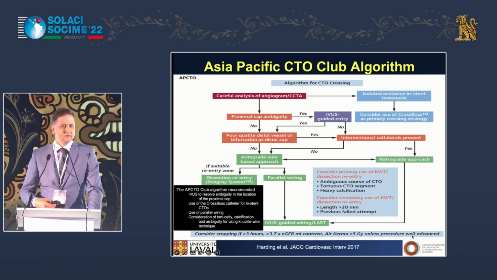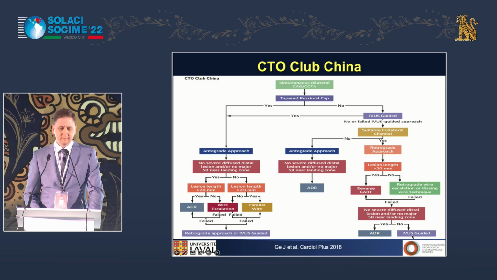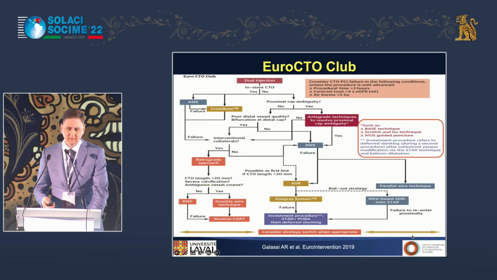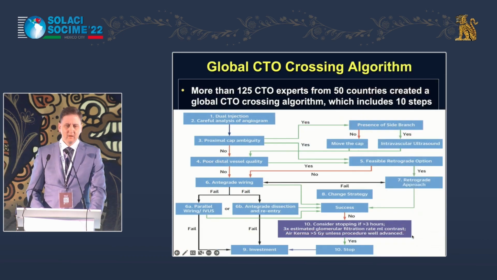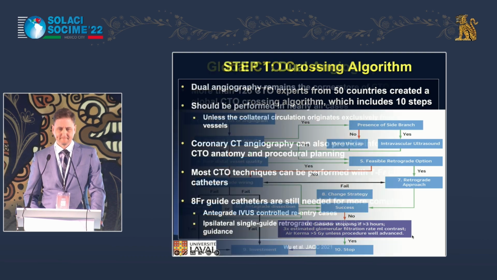So this is a picture of the hybrid algorithm, the first one that was published. And then several other algorithms have been published over the last year. This one is from Asia Pacific. There's one from the CTO Club in China. There's the one from the Euro CTO Club. But interestingly, more than 125 CTO experts from 50 countries created a global CTO crossing algorithm, which includes 10 steps. And this is what we're going to review today.